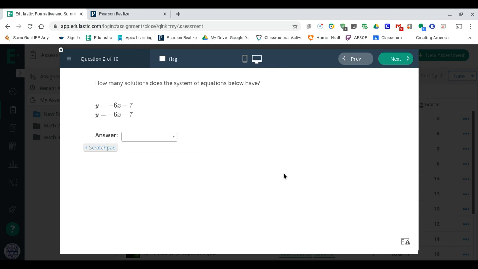All right, so looking at question 2 here. How many solutions does the system of equations below have? y equals negative 6x minus 7, y equals negative 6x minus 7. Okay, so it has the same slope and the same y-intercept. Which one of the three is that going to be? Infinitely many, one, or no solutions?